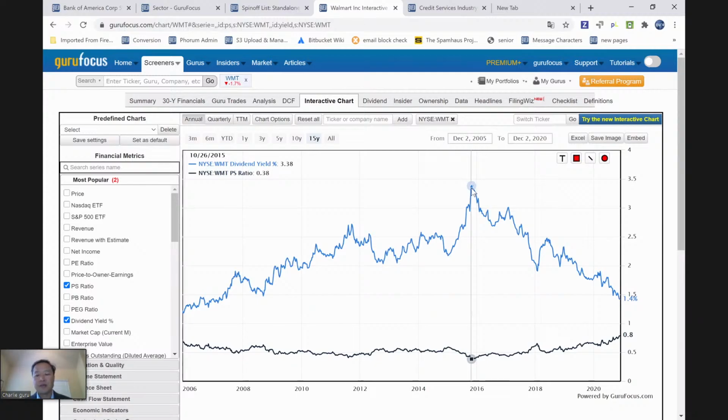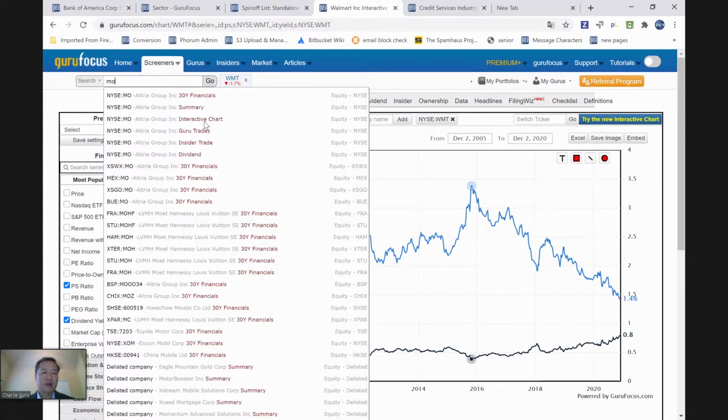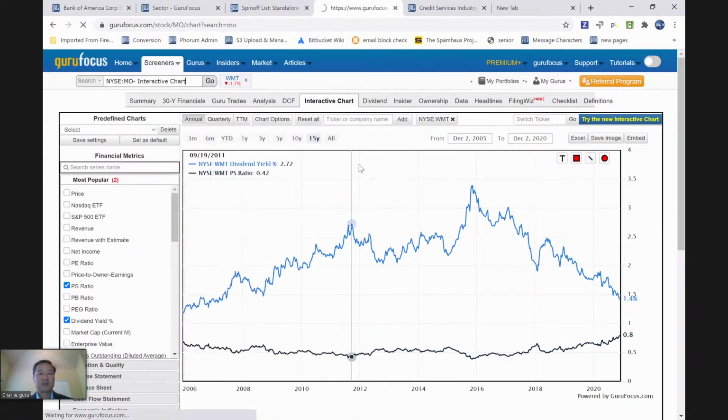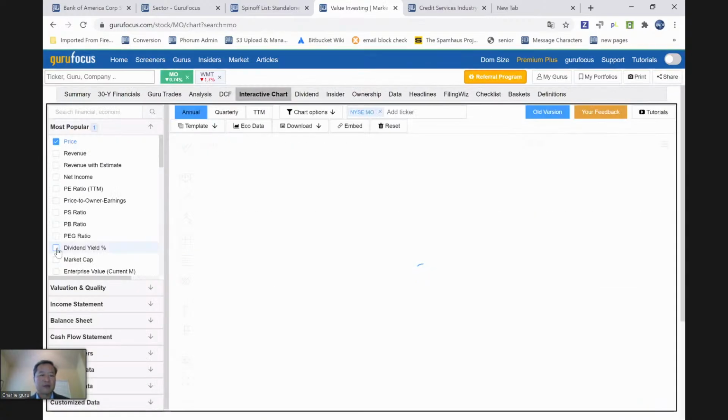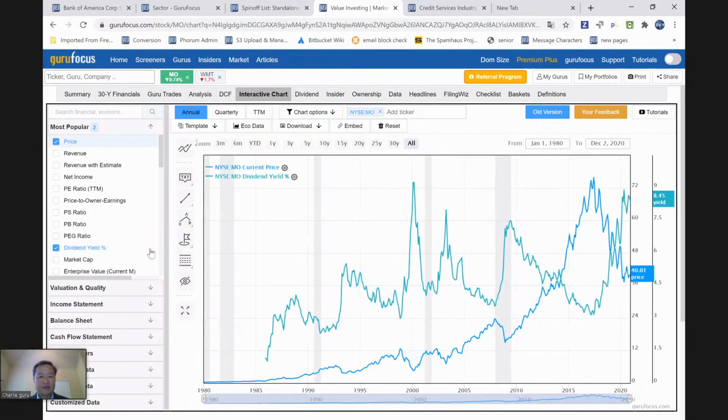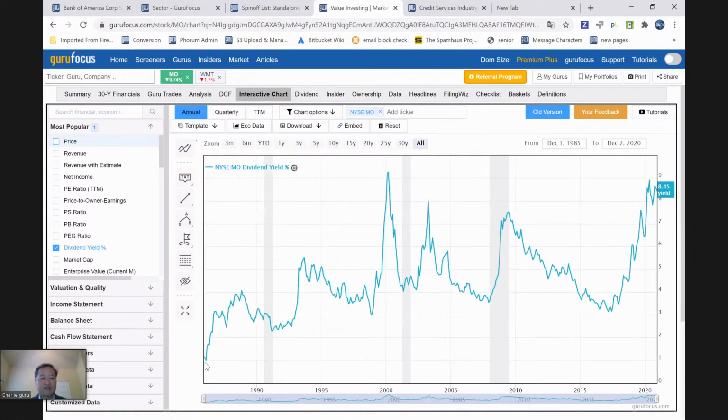And okay, right before 2016, the dividend yield of Walmart was the highest. And I mentioned that if you're a dividend investor, you may want to look at Altria. If we take a look at Altria, okay, the price is here, but I want to show you the dividend yield. Okay, this is the dividend yield of Altria since 1986. So, the last 35 years of dividend yield of Altria.